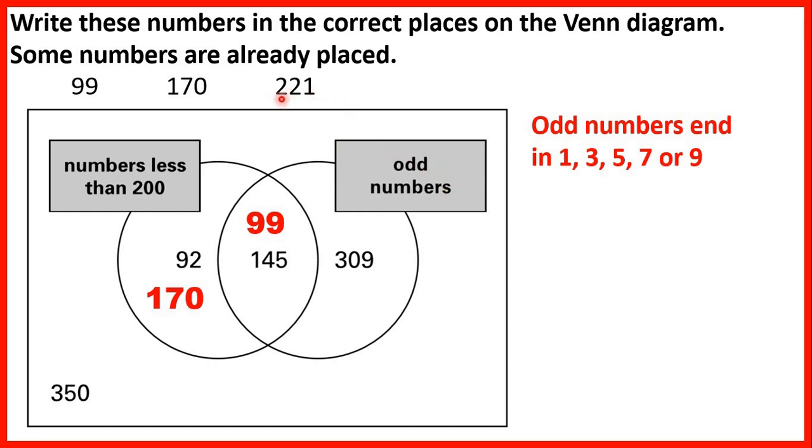And now we have 221. That's not less than 200 because 221 is more than 200. But it is an odd number because it ends in a 1. So we need to write 221 here.